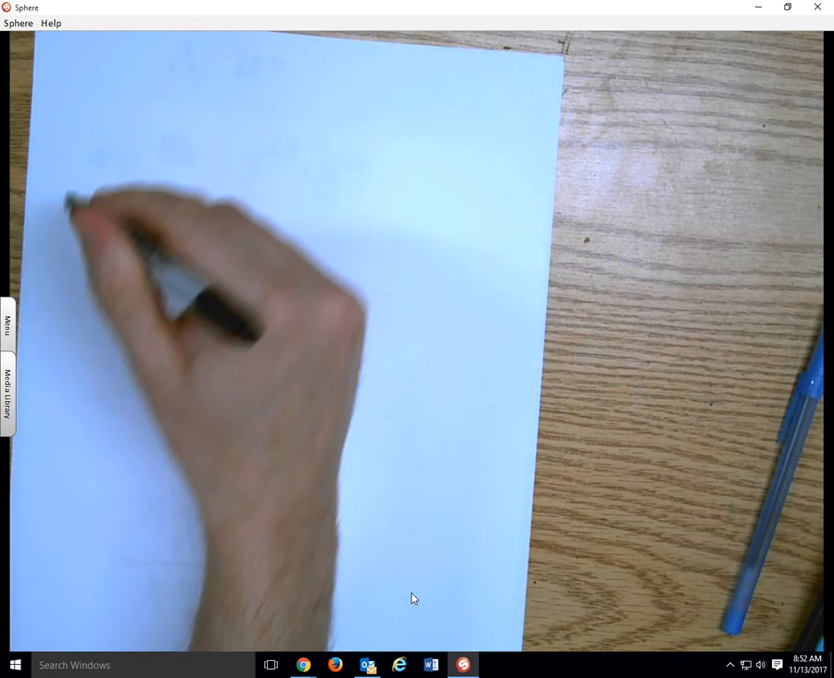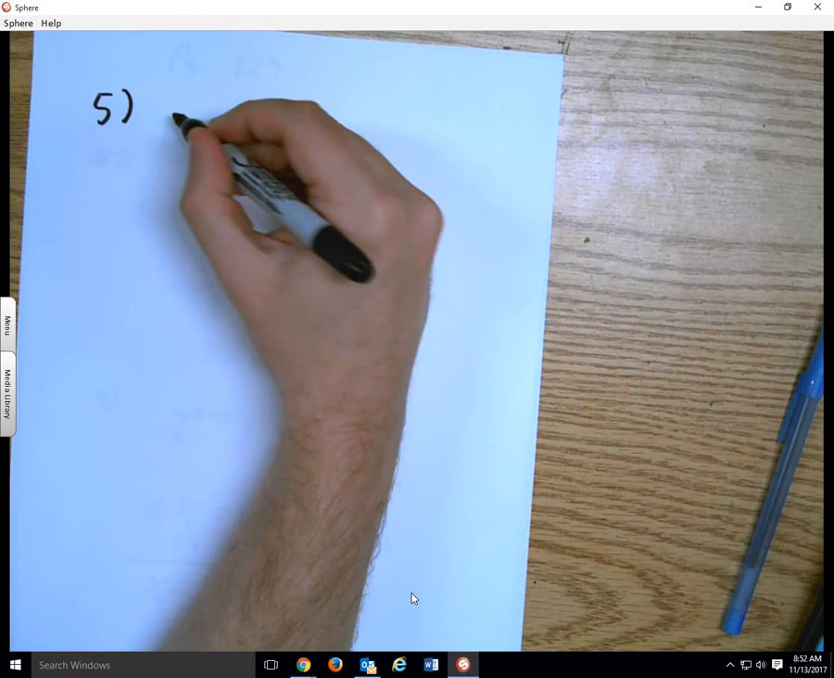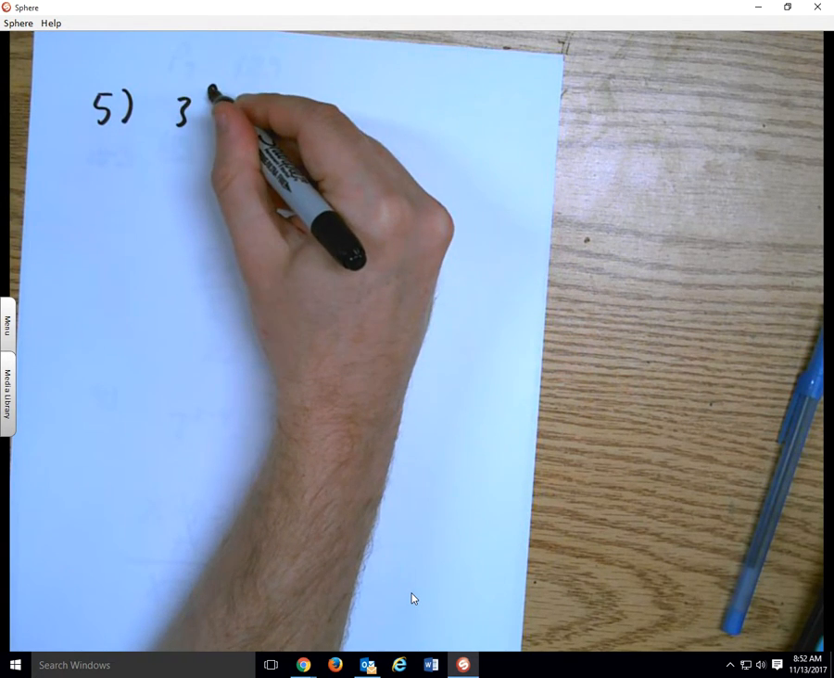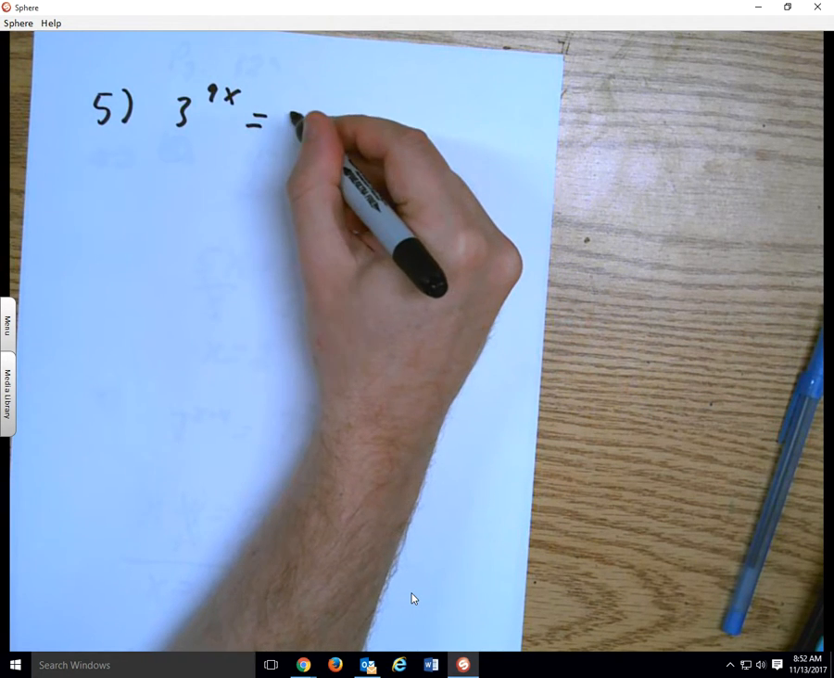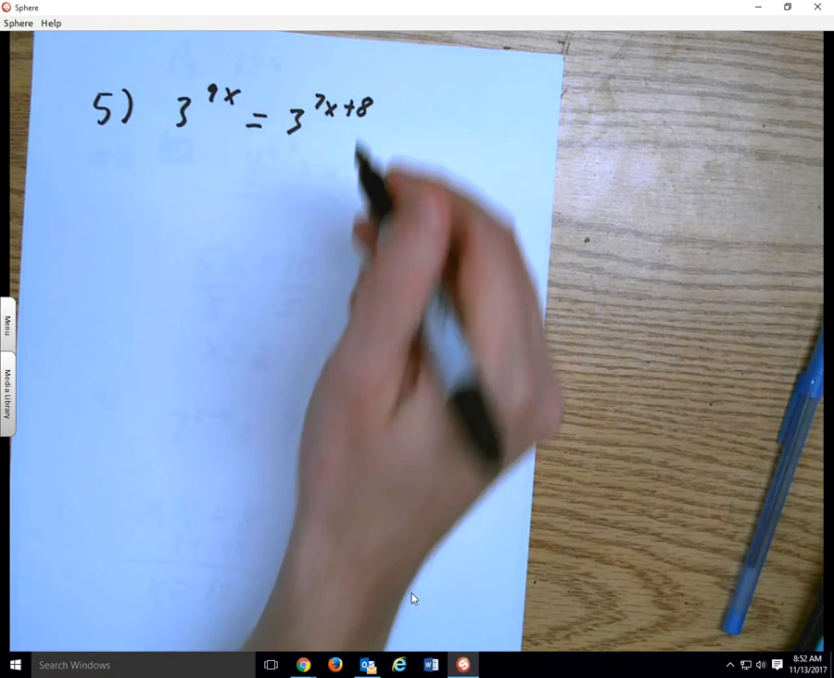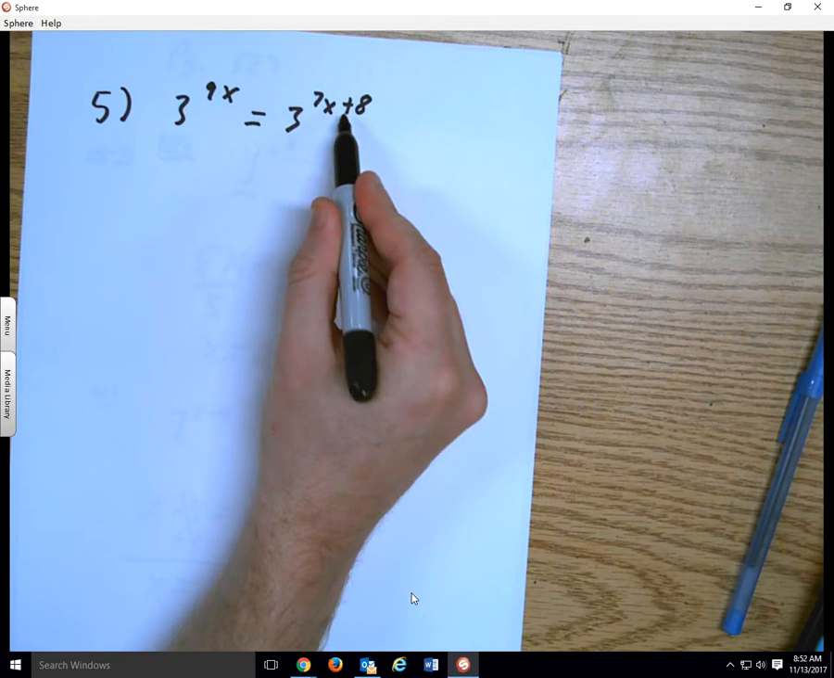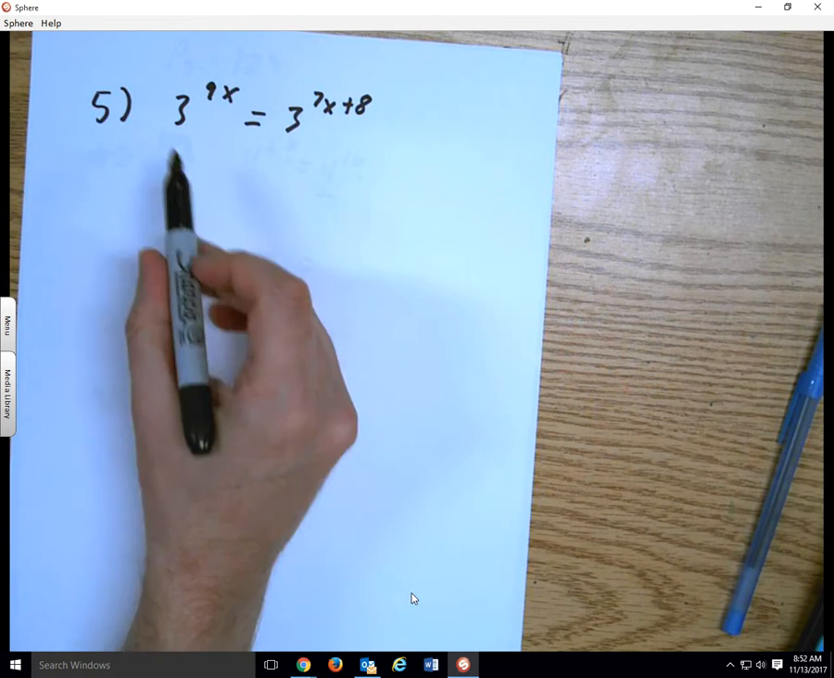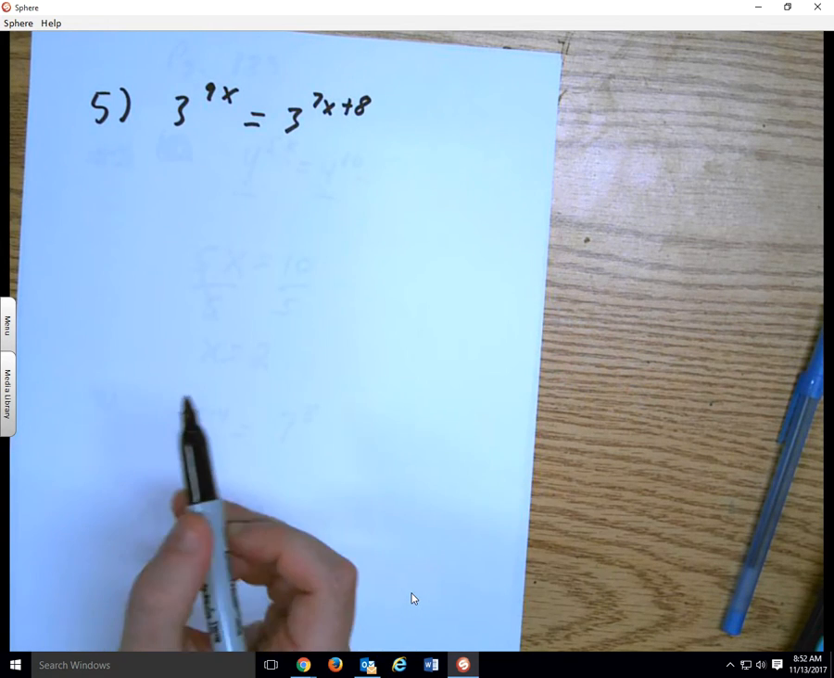Yeah, okay, cool. So number 5 says 3 to the 9x equals 3 to the 7x plus 8. So notice these exponents now, you're multiplying and you're adding in the exponent. So if you have the same base number though, if you have the same base number, what can you do with the exponents?